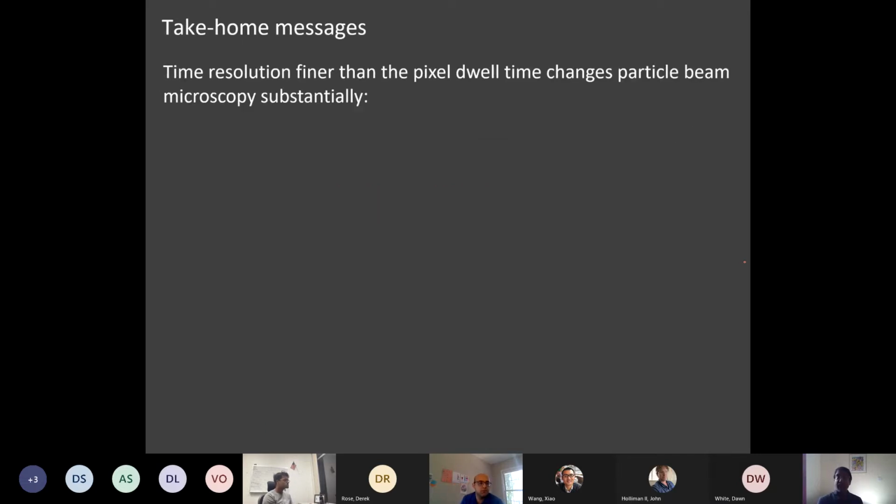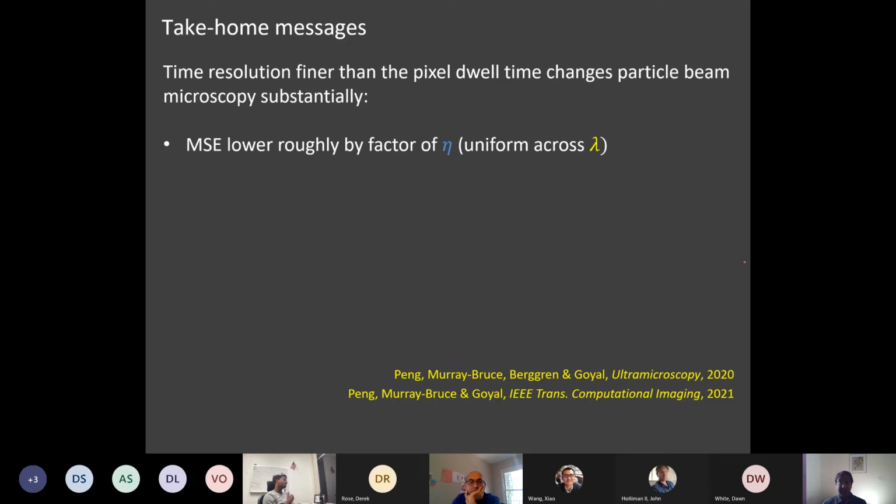All right, so to wrap up, I am claiming that time resolution finer than the pixel dwell time changes particle beam microscopy substantially. The MSE for estimating eta, the secondary electron yield, can be lowered roughly by a factor of eta, and this is uniformly across lambda. It's not a result that depends on the beam current. When we started this project, I thought we might only get interesting results for low lambda, but the results are actually uniform across lambda.